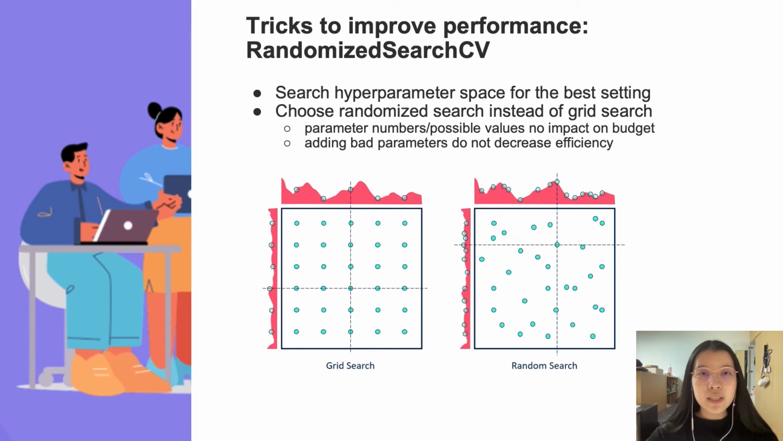Second trick is randomized search cross-validation. That is, we search the hyperparameter space for the best hyperparameter setting. We are using randomized CV instead of grid CV because of 2 reasons. Firstly, the number of parameters and possible values has no impact on the budget. Additionally, adding parameters that do not influence the performance does not decrease the efficiency.